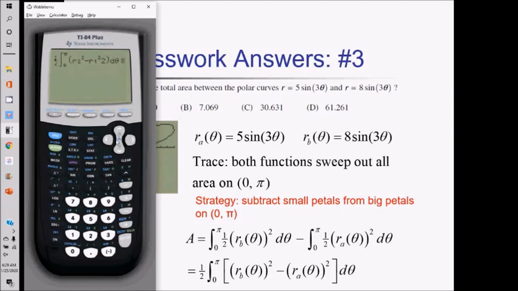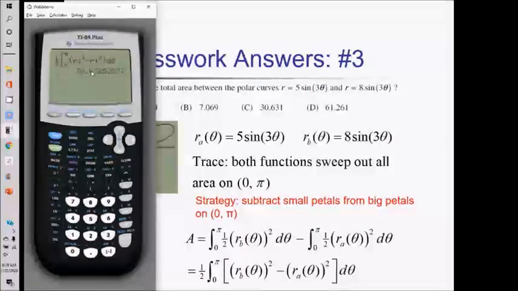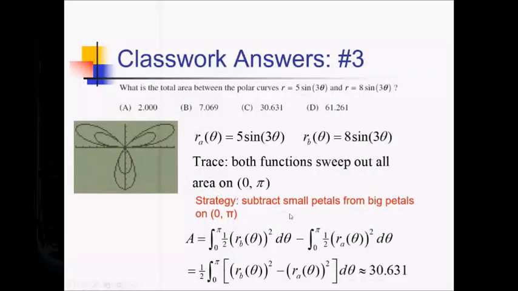So here's what that looks like on my calculator, and I've got an extra 2 in there. There we go. So I've got 1/2 integral from 0 to pi, and then r_B I stored as R2, so we square that and subtract R1 squared d theta. All of this giving us a final answer of about 30.631, which is going to be good for choice C.